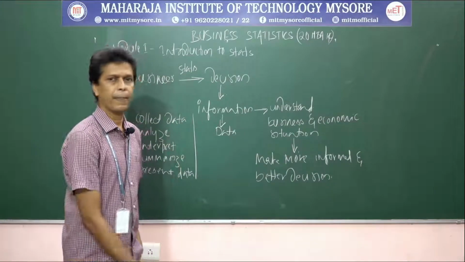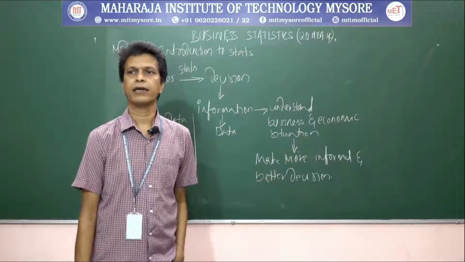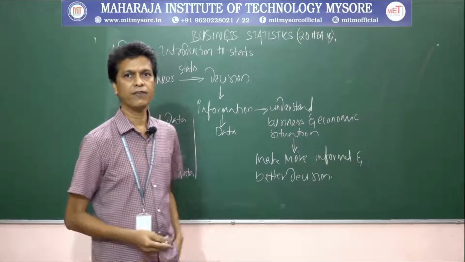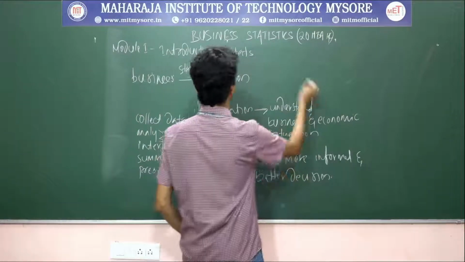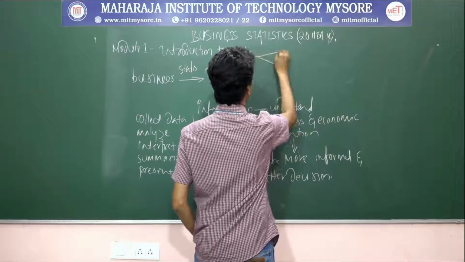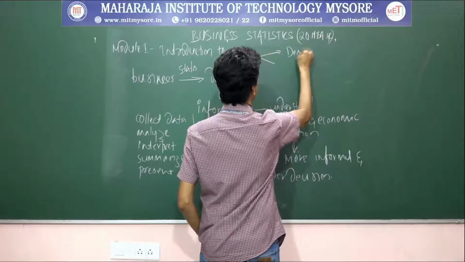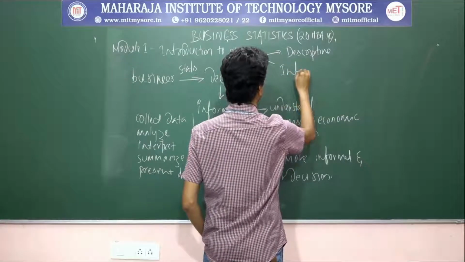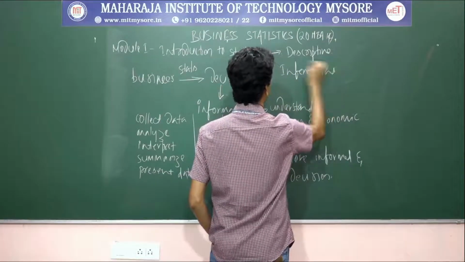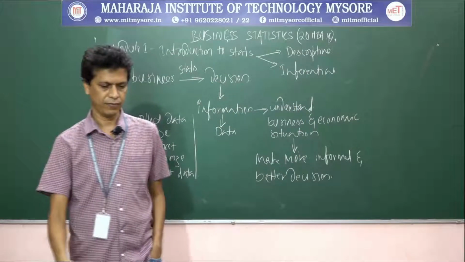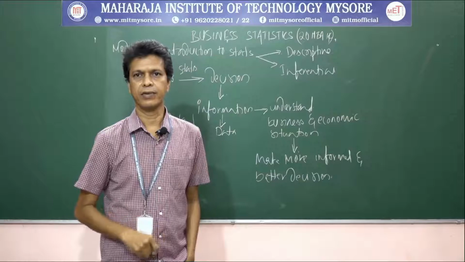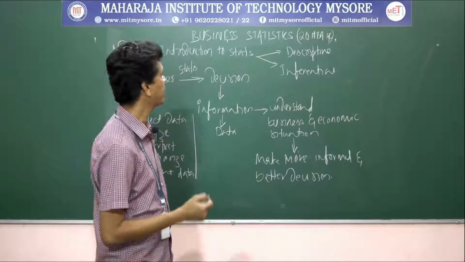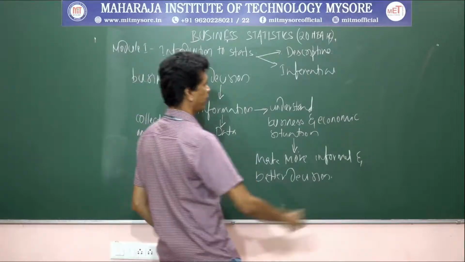And the study of statistics can be categorized into two branches. Okay. This is descriptive statistics and inferential statistics. In order to understand the difference between descriptive statistics and inferential statistics, we need to understand some statistical terms. It is very, very important.